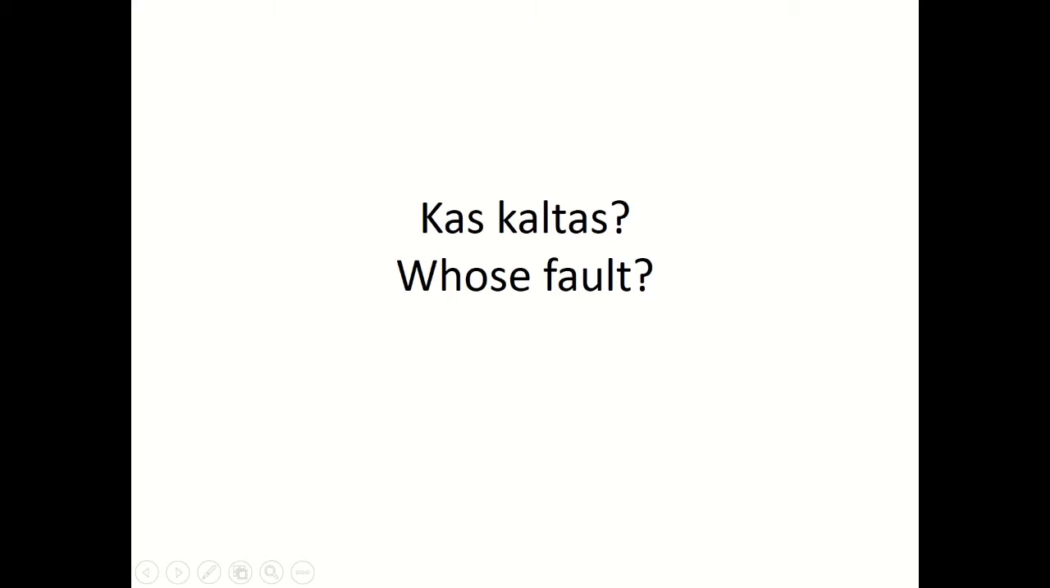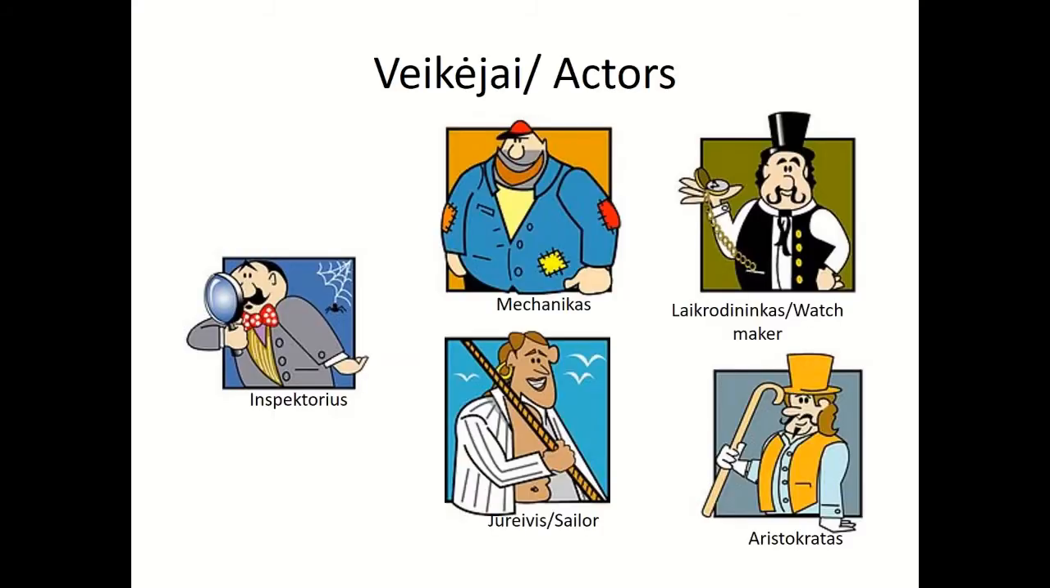This was a puzzle entitled "Whose Fault?" And we have 5 actors. 4 of them are under suspicion, and we have an inspector who is investigating some event. The mechanic, watchmaker, sailor, and aristocrat are those 4 persons who are giving some evidence regarding that event.